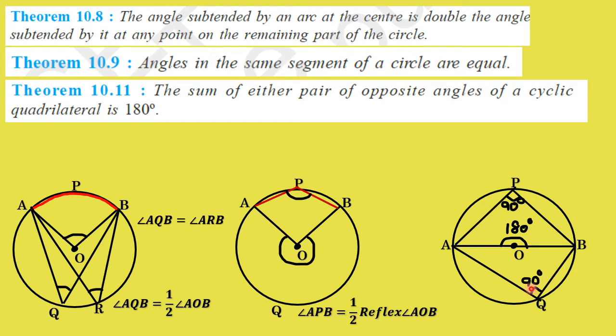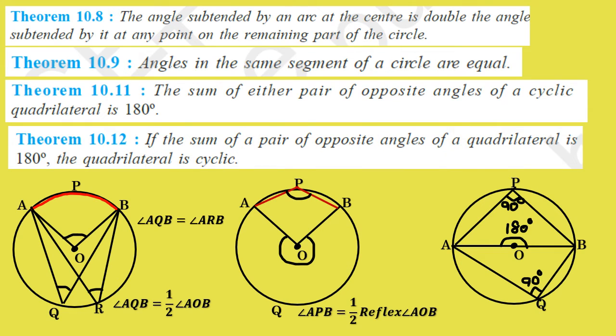Next theorem: the sum of either pair of opposite angles of a cyclic quadrilateral is 180 degrees. So here it is very clear. Now this forms a cyclic quadrilateral, so the sum of the opposite angles is 180. And if the sum of a pair of opposite angles of a quadrilateral is 180, then the quadrilateral is cyclic. So what do we mean by a cyclic quadrilateral? A cyclic quadrilateral is one where all four vertices of the quadrilateral lie on the circle.